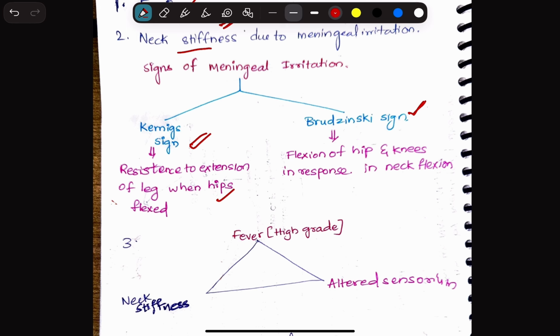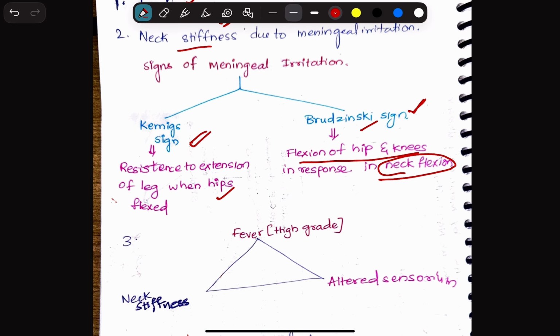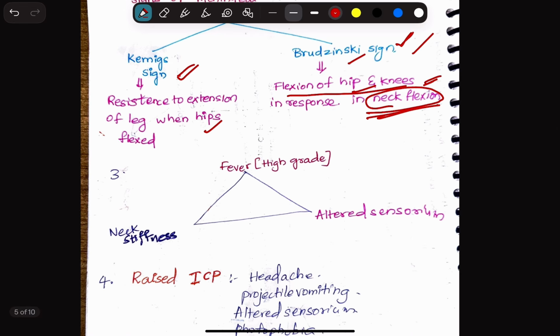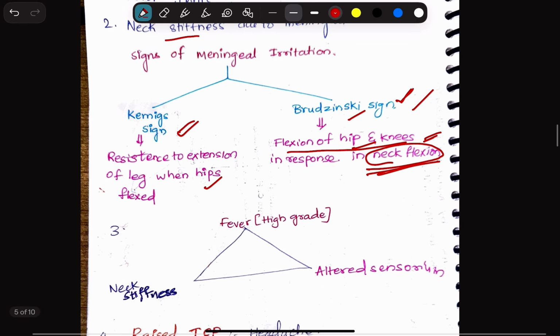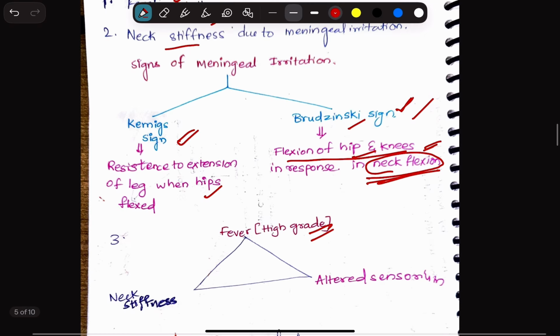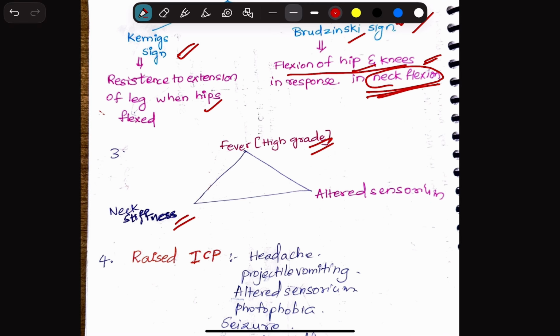Whereas in Brudzinski sign, when we try to flex the neck of a person who has meningeal irritation, there will be flexion of the hips and knees in response. So when we flex the neck, there is also flexion of the hips and knees. This is the Brudzinski sign. In meningitis, usually a triad is present: high-grade fever, neck stiffness and altered sensorium.